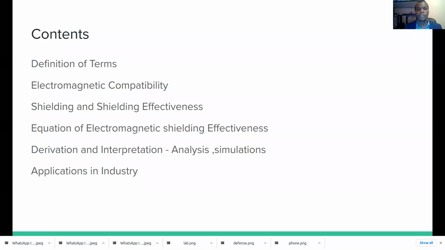So today I want to take you through a very interesting topic to me. This is part of my application for a master's program at the University of Daegu. Today I want to take you through the definition of terms. What is electromagnetic compatibility? What is shielding and shielding effectiveness? What are the various equations for electromagnetic shielding effectiveness, and also the derivation and analysis. We will also look, in brief, at the applications in the industry.